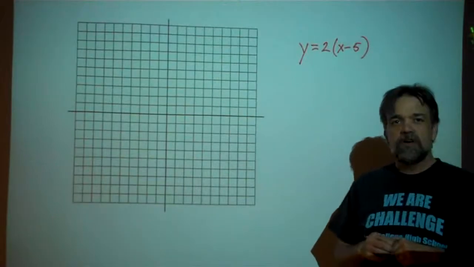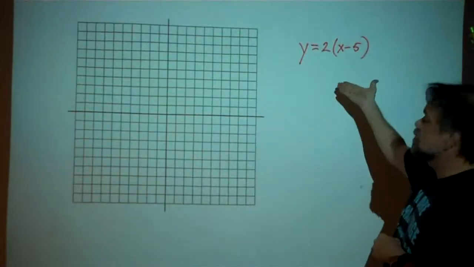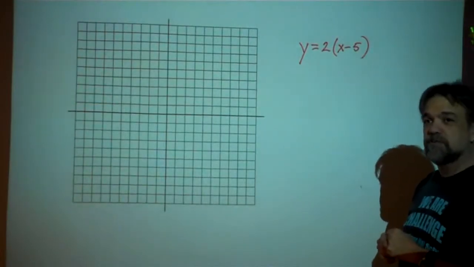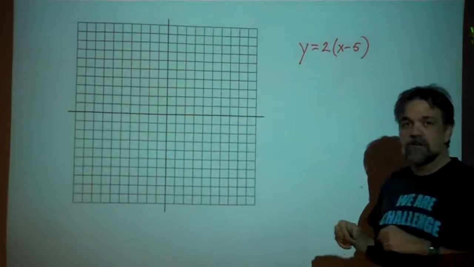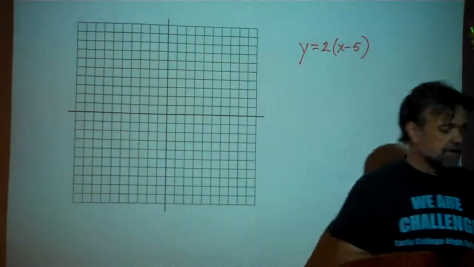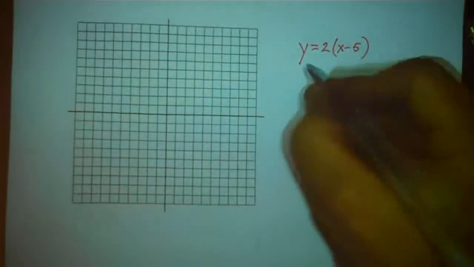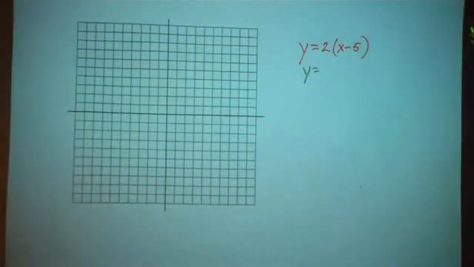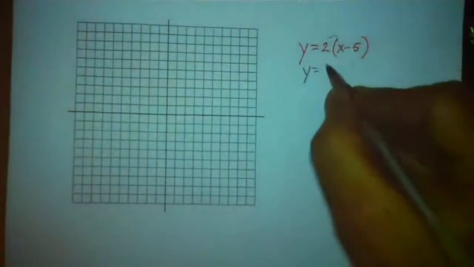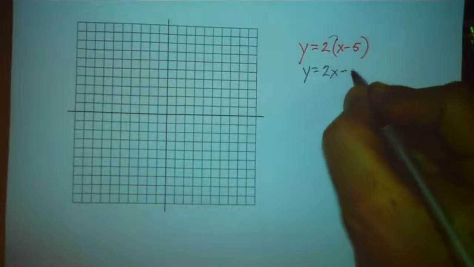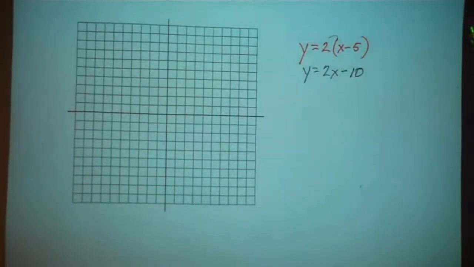Okay, so the first one we're going to look at is this equation right here. And you'll notice this looks a little different from other linear equations we've looked at because this one has some parentheses here. The first way I'm going to graph this is what probably most of you would do, and that is I'm just going to distribute that 2. So this is 2 times x, that's 2x, plus 2 times negative 5, so it's plus negative 10, or 2x minus 10. And I know how to graph this.